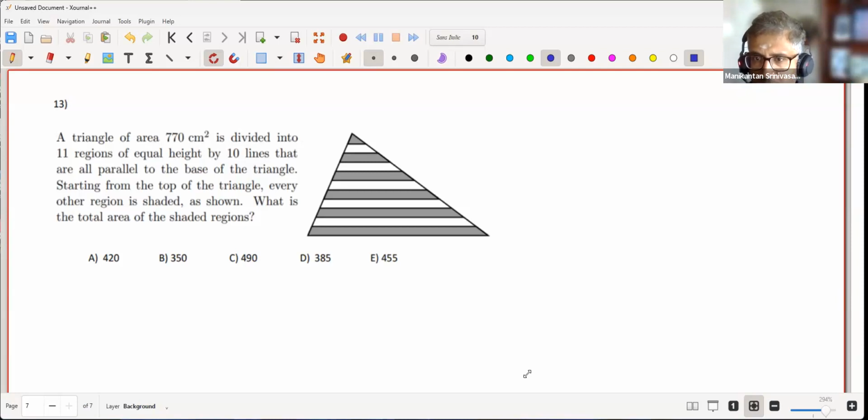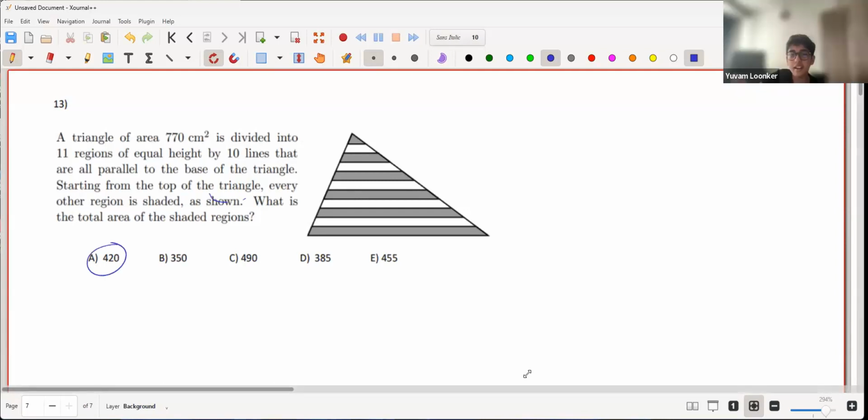Yuvam. So I tried to do this with that method by eliminating the options. I came to two answers. It's either 420 or 455. Okay, 420 or 455. So it has to be greater than half. Why does it have to be greater than half?